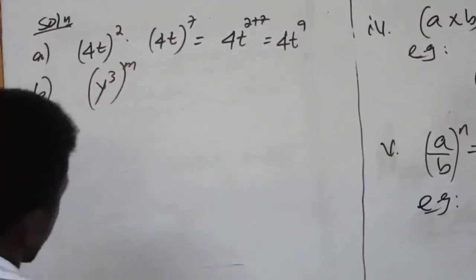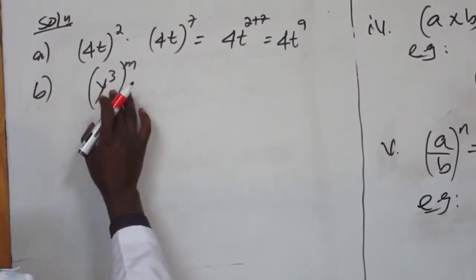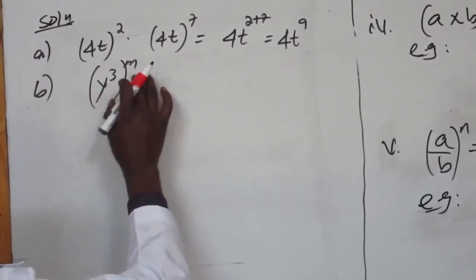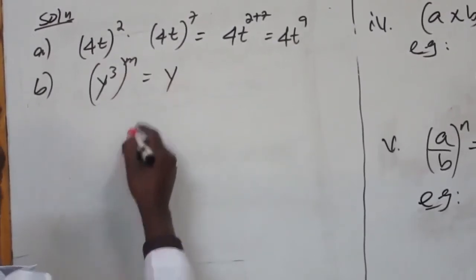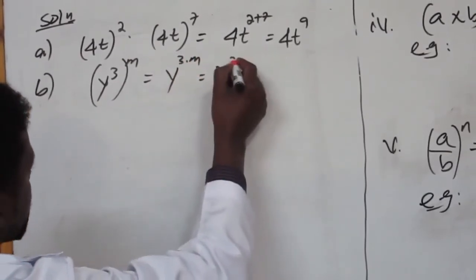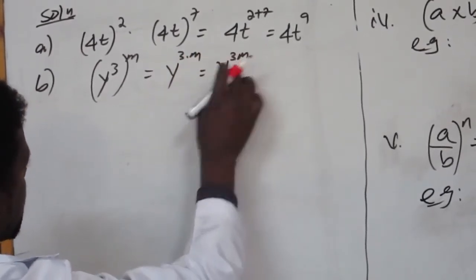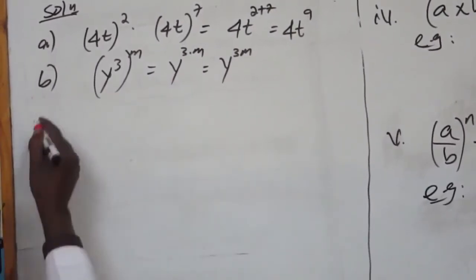In this case, we are going to multiply the exponents, because we are multiplying y to the power of 3 how many times? m times. In this case, we have to multiply the exponents. That is, y to the power of 3 times m, which is y to the power of 3m. If m is a defined number, you can multiply by 3 and finally come to that power.